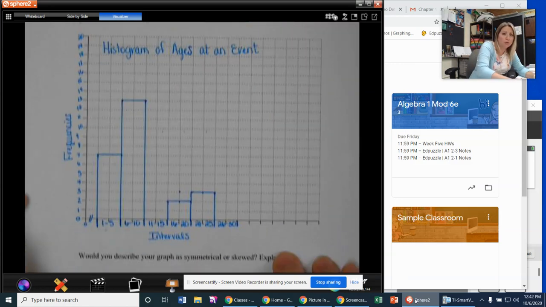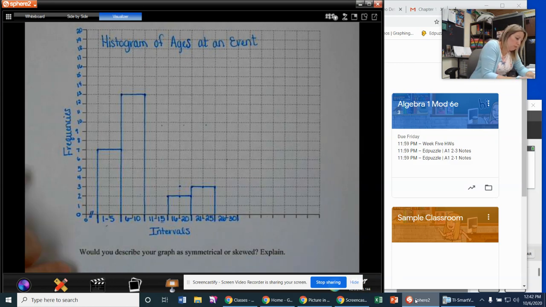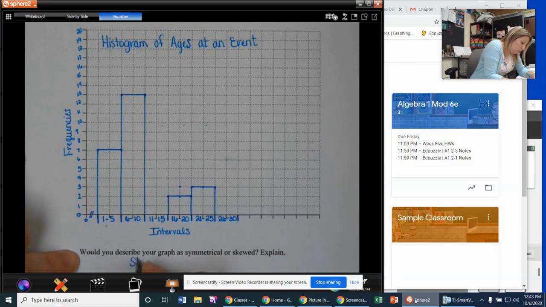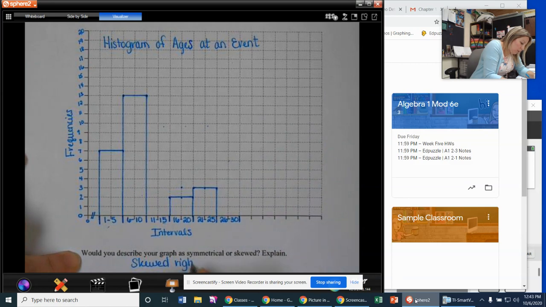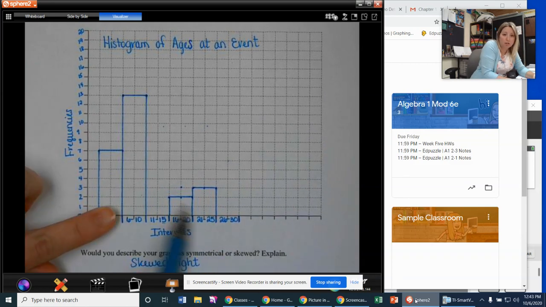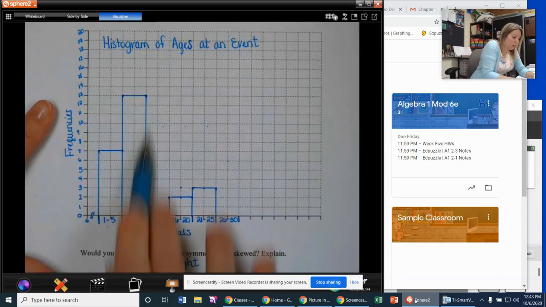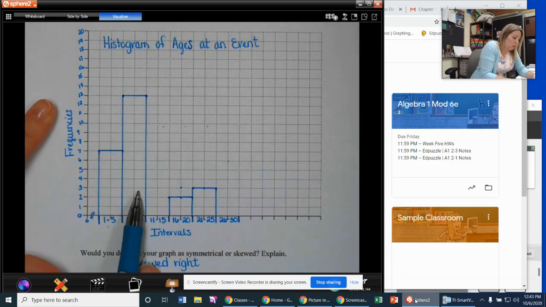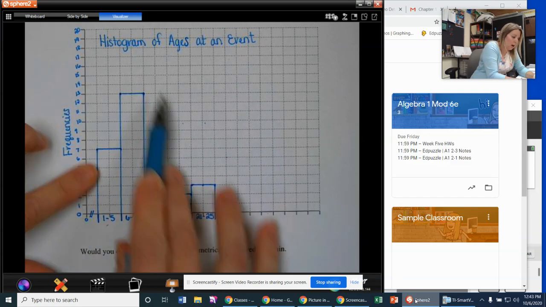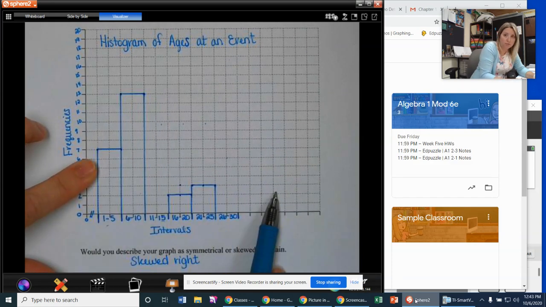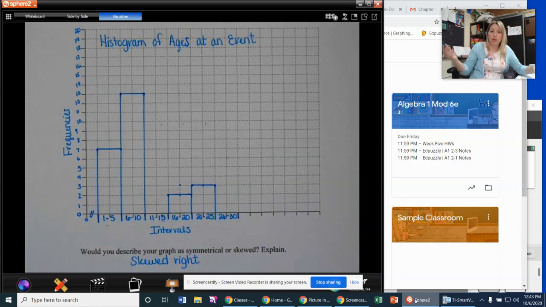Would I describe this graph as skewed or symmetrical? This is skewed right. And why is that? Because I have a tail of data to the right-hand side, but most of my data is off to the left. So that's why we call that skewed right, because it looks like this. It's high, goes low to the right. So skewed right. That's it. That's how we make a histogram.